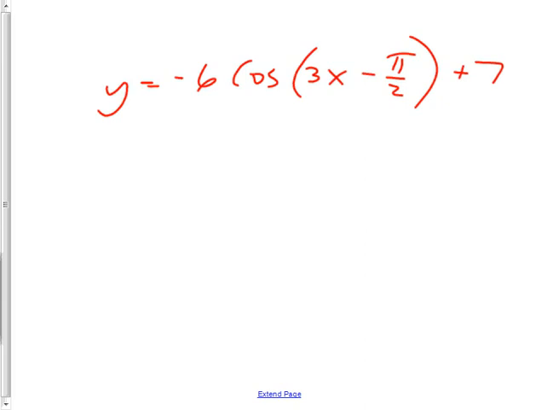Here we go. Let's say it was -6 cosine of 3x, sorry, and then I'm going to subtract pi over 2, and then I'm going to add 7. I would like to know what its period and phase shift would be. The amplitude would be just too easy. That'd be 6. Period, phase shift.